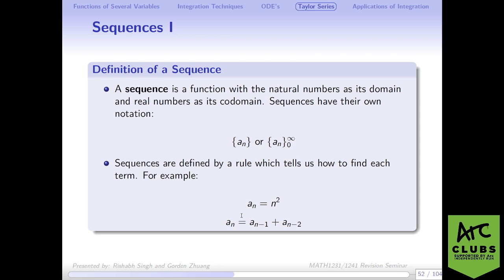So moving on, sequences. A sequence is a function with the natural numbers as its domain and real numbers as its codomain. So it's just a bunch of numbers which are often defined by a rule. It can have a direct rule like a function, so a_n has some rule defined on n, or it could be defined recursively. In this case, we don't know what it is in terms of n, but we can find it in terms of previous terms.